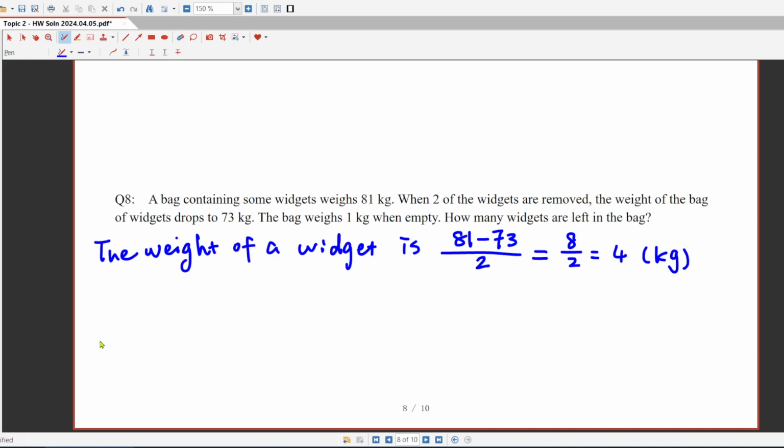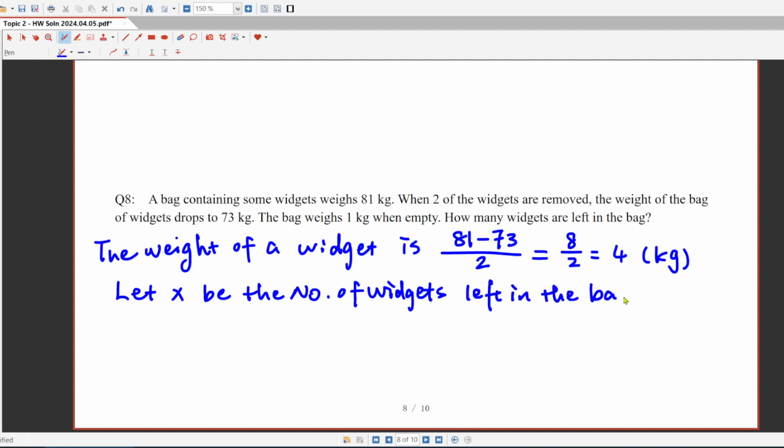Then we want to find the number of wedges left in the bag. So we could use a letter x, be the number of wedges left in the bag. We need to find the number x, right? According to the given information, we have 1, which is the weight of the bag, plus 4x, because the wedge weighs 4 kilograms, right? Multiplied by x is the total weight of the wedges in the bag. Oh, sorry. 4x is the weight of the wedges after you remove 2 of the wedges, right?